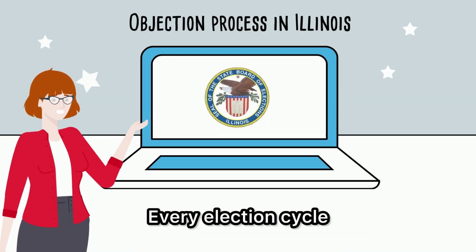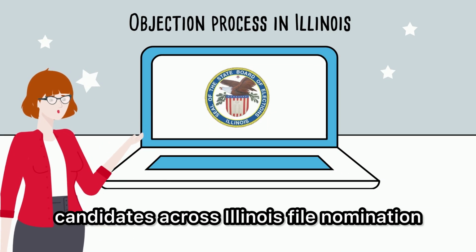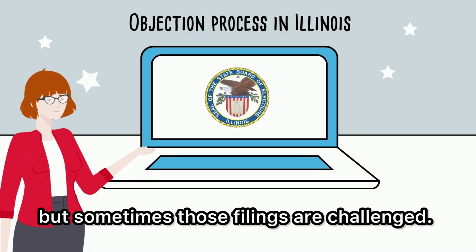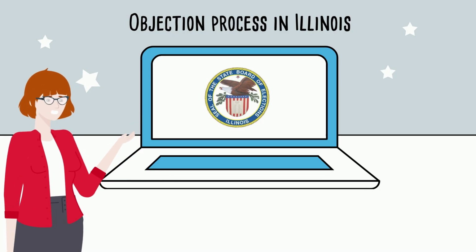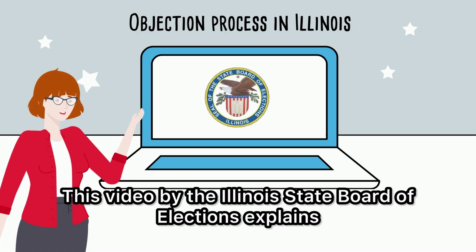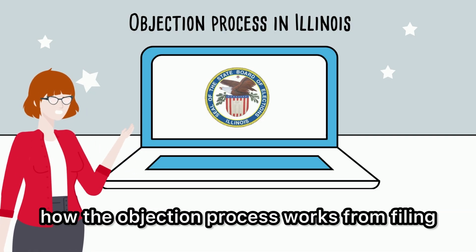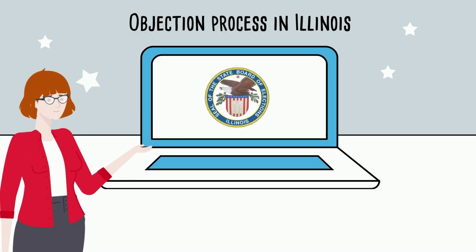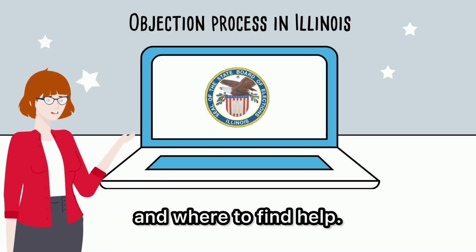Every election cycle, candidates across Illinois file nomination papers to get their names on the ballot. But sometimes, those filings are challenged. This video by the Illinois State Board of Elections explains how the objection process works, from filing an objection to the hearings that follow, so you'll know what to expect and where to find help.